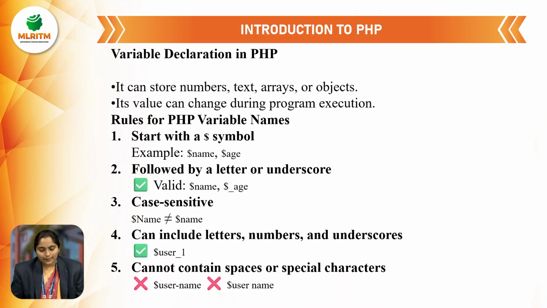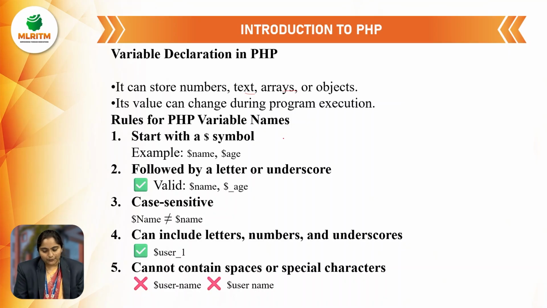And the next is variable declaration in PHP. A variable is used to store data. And here are some rules in PHP to declare a variable. Let us see what the rules are. A variable can store numbers, text, arrays, or objects. And the value of a variable can change during the program execution. And here are the rules.